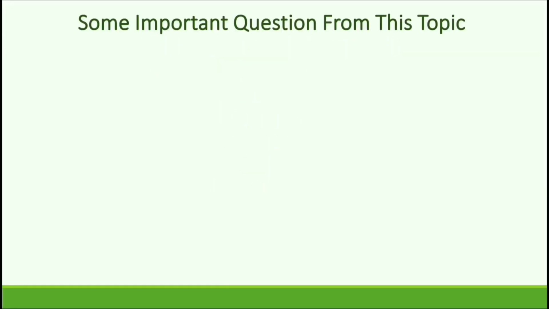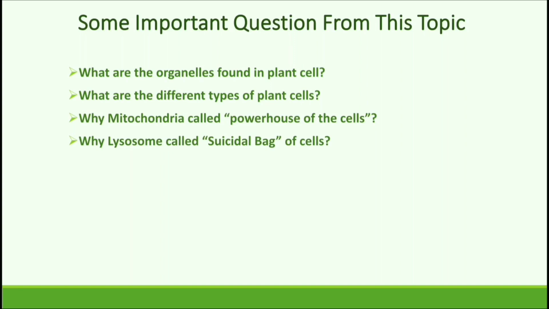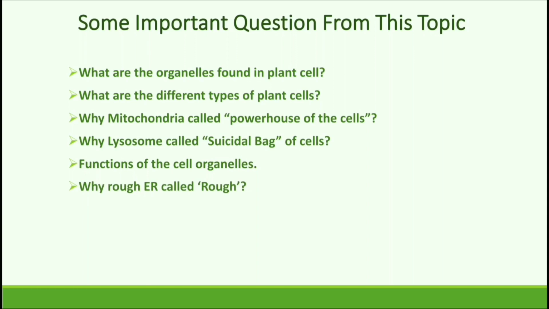Let's see some important questions from this topic, which I have already discussed, and you have to answer in the comment box. So let's see. What are the organelles found in plant cells? What are the different types of plant cells? Why is mitochondria called the powerhouse of the cell? Why is lysosome called the suicidal bag of the cell? Functions of cell organelles. Why is rough endoplasmic reticulum called rough? And the difference between plant cells and animal cells.